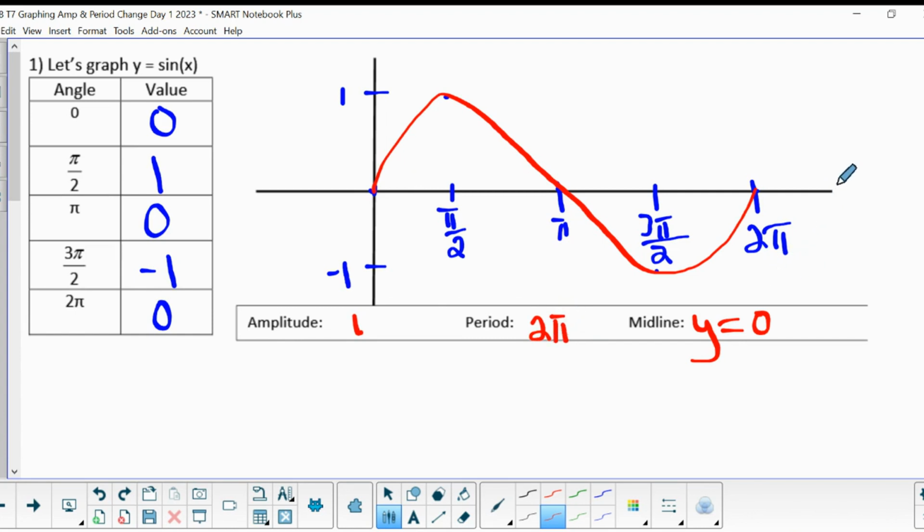And the period then is how long it takes to do one cycle, and so you get 2 pi as your period. And if we were to go past 2 pi here, then the graph would start to repeat. Or if I went to the left here, the graph would start to repeat as well. So you'd see it having the same values over and over again.